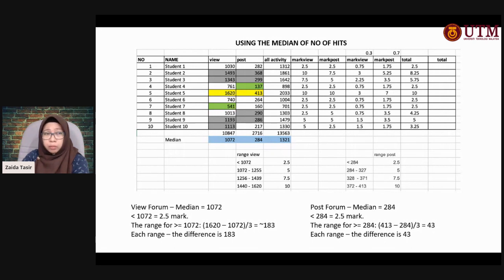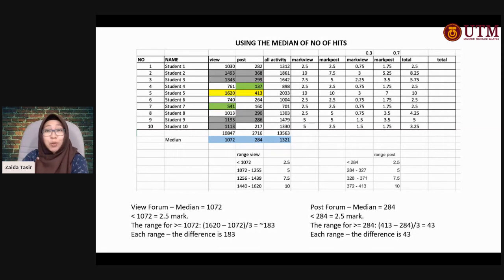Referring to the total hits in the column of post, I give the marks for post according to the hits shown by the student. For example, student number 1 only shows a total of 282 posts in the forums. Then 282 falls below the median, so student number 1 only gets 2.5 marks. And I continue for student number 2 and so on.